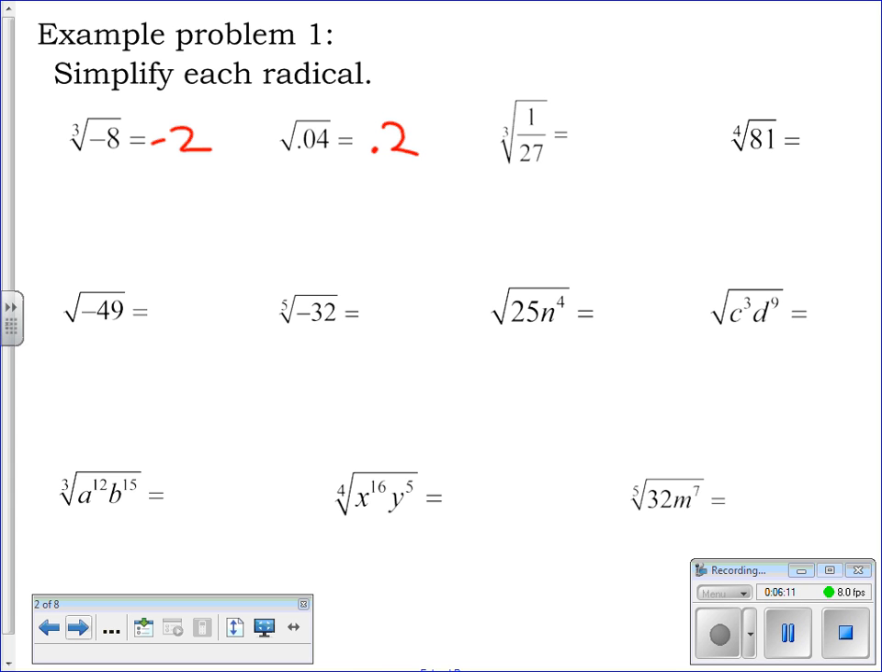Cube root of 1/27. This is one where splitting it, taking the 1 and splitting it into 2 roots, makes it very helpful. Cube root of 1 over the cube root of 27. What's the cube root of 1? What times itself 3 times gives me 1? 1. The root of 1, and 1 to any power is 1. Okay, what's the cube root of 27? 3. So that's 1/3. Now, a lot of students freak out with fractions.